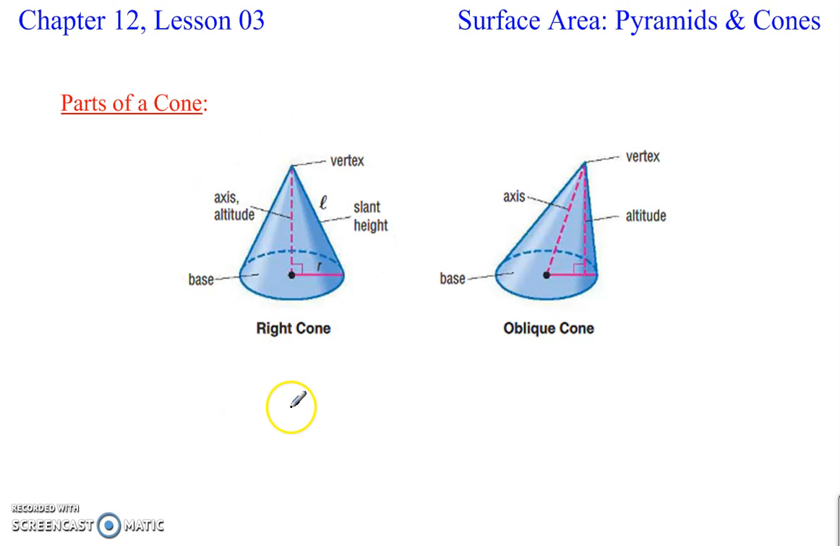Alright, looking at a cone, similar situation here. We have the slant height that goes along the outside. Okay, that's the slant height. And then the altitude, also called the axis, would be if I spin that, it spins on its axis here. Okay, looking at an oblique cone, notice that the altitude is not the same as the axis in an oblique cone.